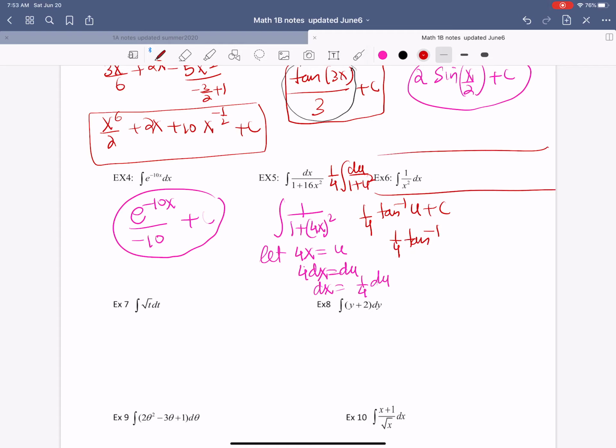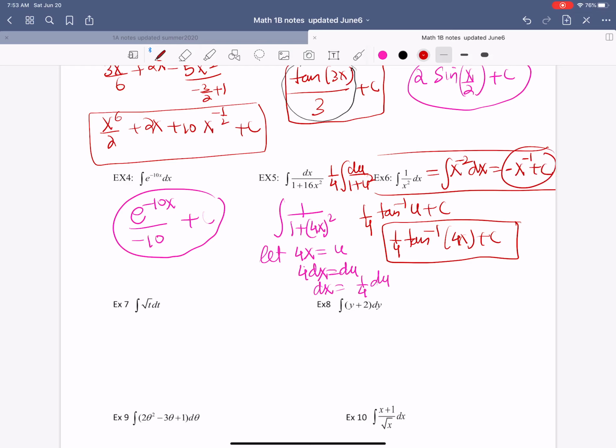Example number 6, we can write it as x to the power negative 2 dx. Now go ahead and add 1 to the exponent and divide with that new exponent. X to the power negative 2 plus 1 is negative 1, so we're going to divide with negative 1. It would be negative x to the power negative 1 plus c.